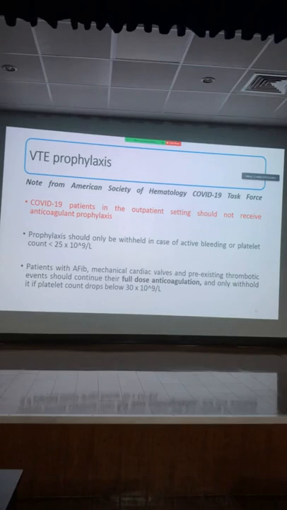Patients with atrial fibrillation, mechanical cardiac valves, like mechanical aortic or mitral valve, metallic, of course, and pre-existing thrombotic events, a patient with COVID-19 who had a history of DVT before, should continue their full dose of anticoagulation and only withhold it if the platelet count drops to 30,000 per liter.